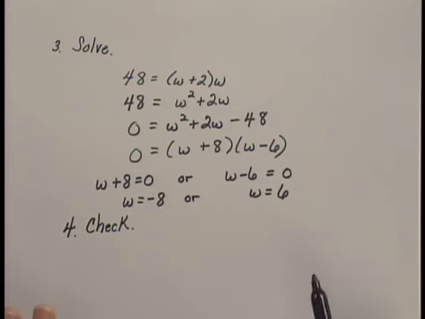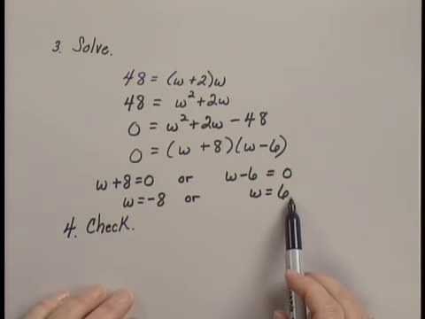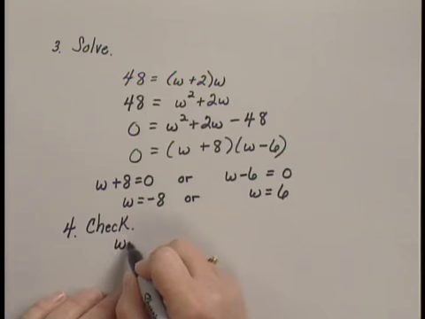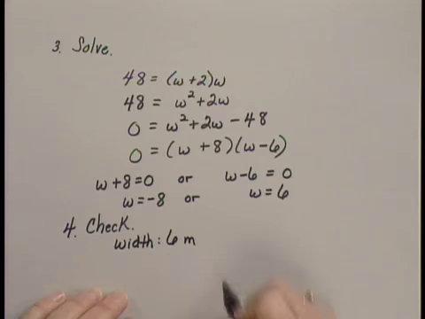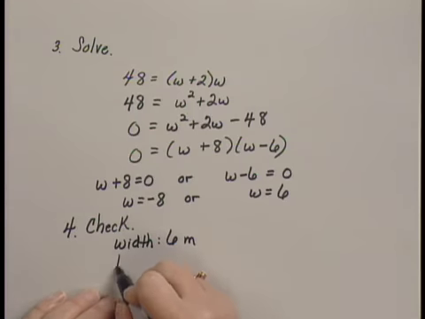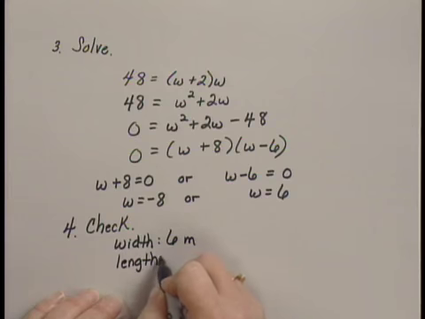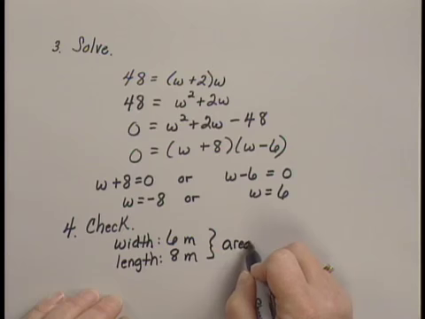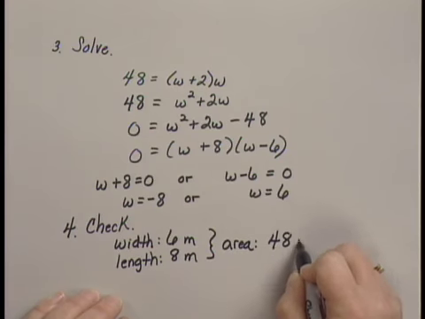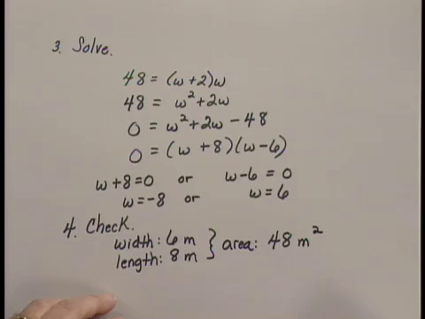Now before we go and check negative 8, let's think what we were talking about. We're talking about length and width of a rectangle. Lengths and widths are not negative, so we don't even need to check negative 8 in the original problem. Let's look at W equals 6. If we have a width of 6 meters, the length was 2 meters more than that, we'd have a length of 8 meters, and that would give us an area of 48 square meters, which is what we were looking for.